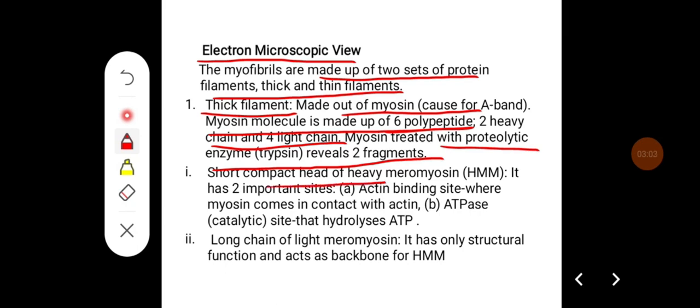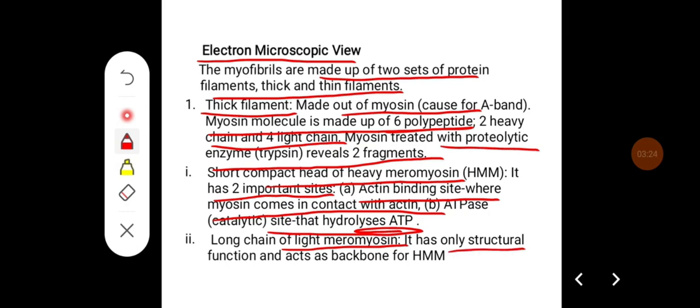The short compact head of meromyosin, which is called HMM, has 2 important sites, that is the actin binding site where myosin comes in contact with actin, and the ATPase site that hydrolyzes the ATP. The long chain of light meromyosin has only a structural function and acts as a backbone for HMM.